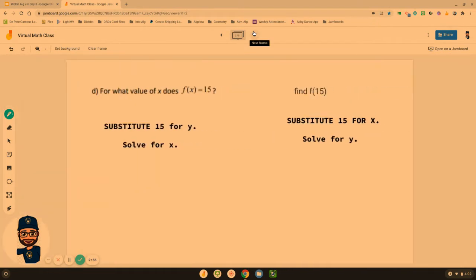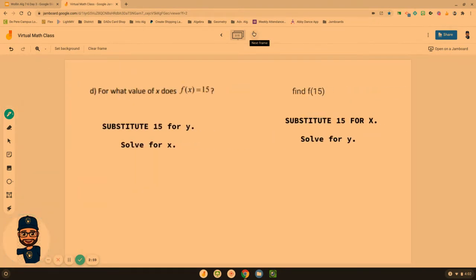Okay, here's the second example, and most of these are coming out of your packet. This one really isn't more of an example. It's more of trying to help you understand what you are looking for. The clue on this first one here for letter D is that it is asking you, for what value of x does the function equal 15? What value of x does a certain function equal 15? Here's what it's actually looking for. You would be substituting in 15 for the y value part and trying to solve for x. Like which x value, if I were to plug it in, would I get out that 15?